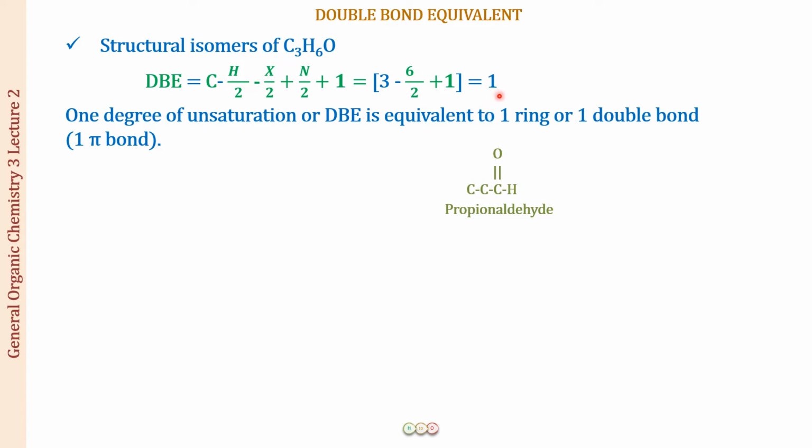Now can I draw a ketone for this? Yes, this is 3 carbons, so I can draw a ketone also. My ketone is acetone. This is how we draw that. At carbon number 2, we will be drawing the C double bond O. Again, the DBE value is 1.